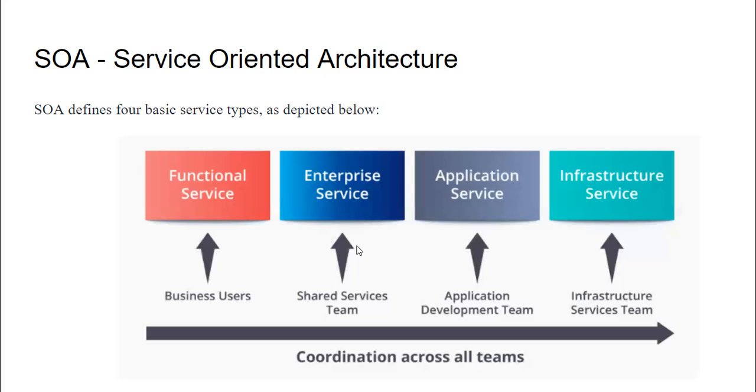Then we have application services. Application services are fine-grained services that are confined to a specific application context only. In application services, we have a dedicated user interface that can directly invoke the service. Then finally, we have infrastructure services. To implement a non-functional task such as authentication, auditing, security, and logging, we use infrastructure services, and they can be invoked from either application services or enterprise services.